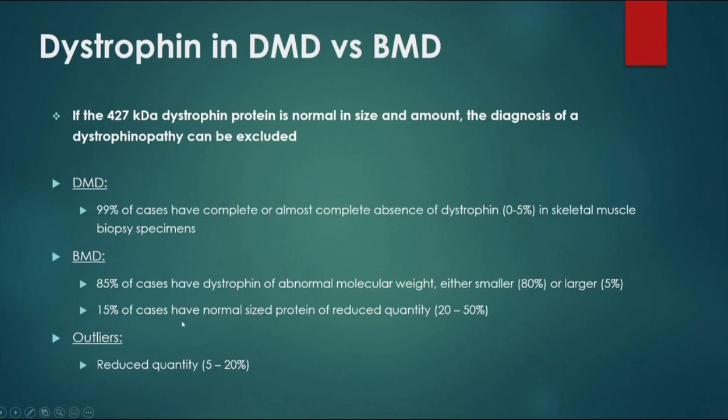Whereas in Becker muscular dystrophy, the amount is reduced to 20 to 50%, but this reduction in amount accounts for only 15% of BMD cases, whereas the majority, 85% of cases, have abnormal size. The size can be either smaller, as happens in 80%, or larger because of duplication in 5% of cases. And if the amount is between 5% and 20%, they may have an intermediate phenotype, and these are called outliers.